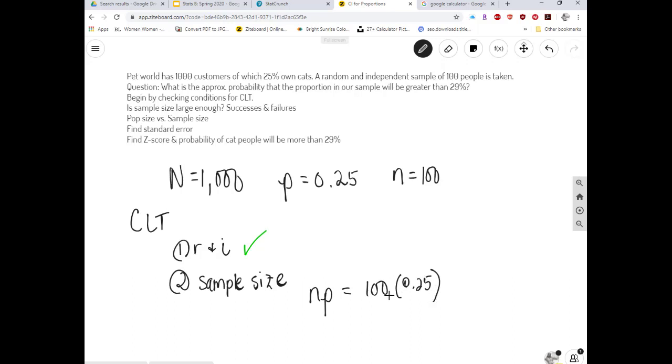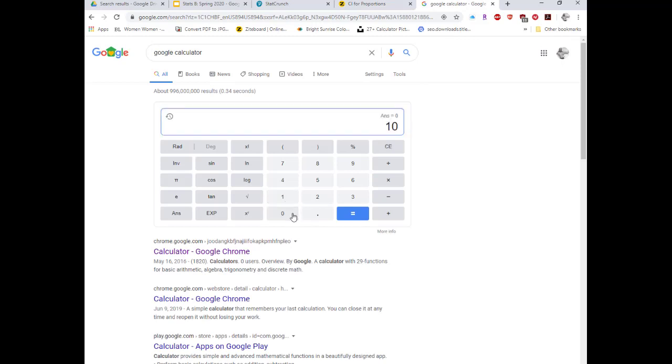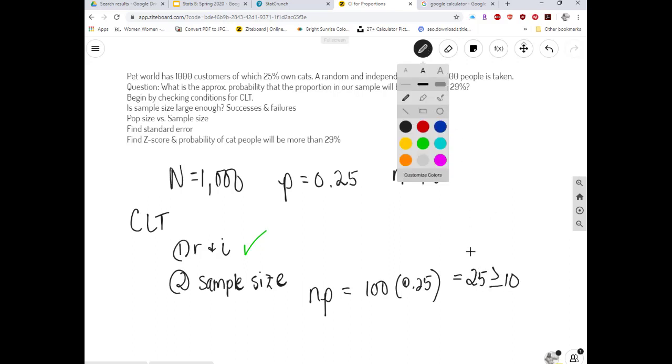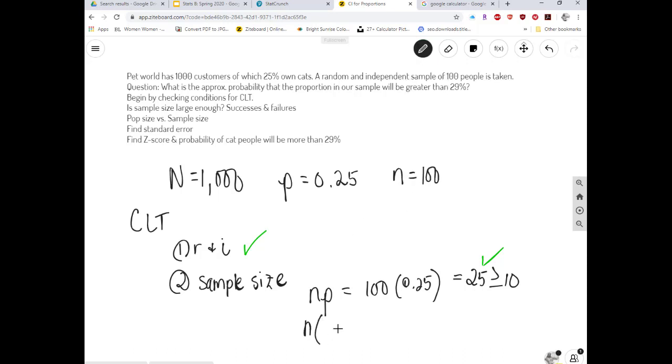I'm going to take my sample times the proportion, and I'll go ahead and get my calculator out here for you. Just got my Google calculator, and I've got 100 times 0.25, and I'm going to get 25. Okay. So here I've got 25. Is 25 greater than or equal to 10? Yep. Check. So these are how many people are cat people. Well, you're either a cat person or you're not. So who's left? 75 other people, right?